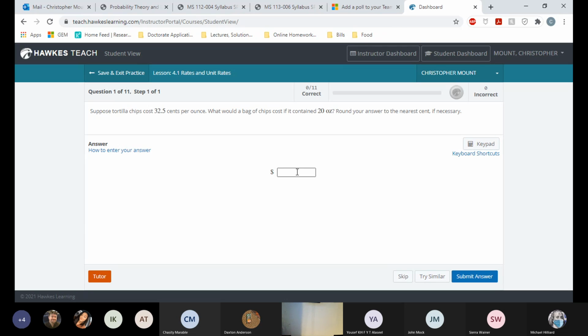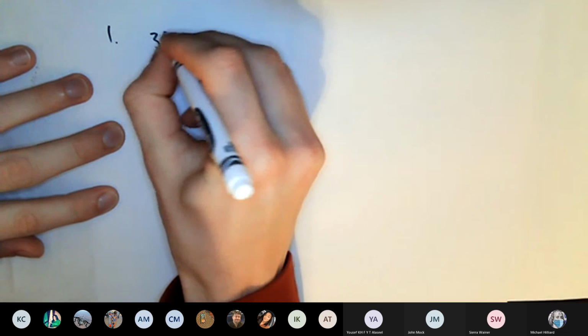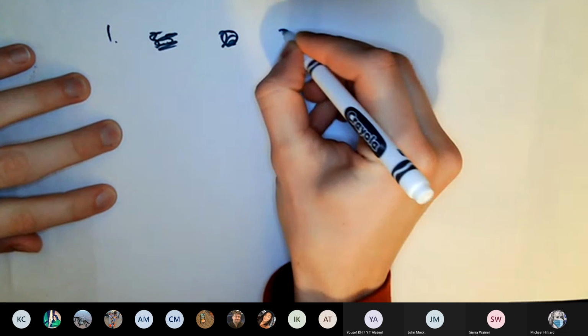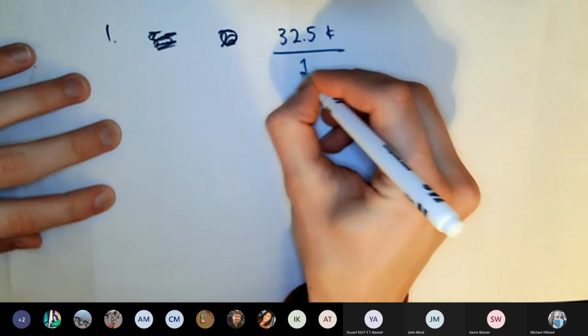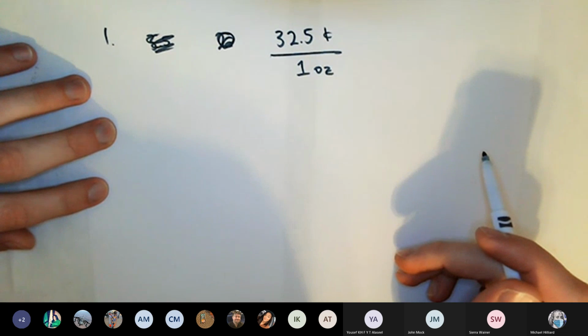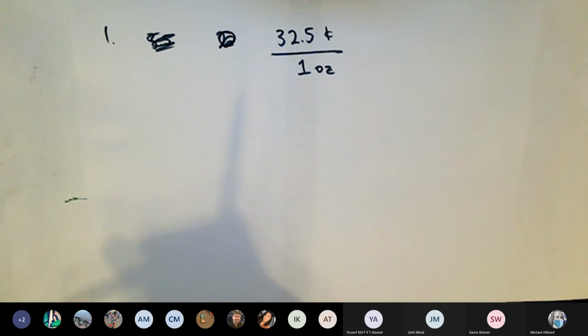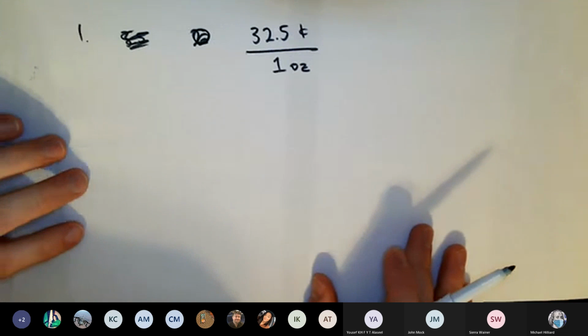Tortilla chips cost 32.5 cents per ounce. The way the units are written there is a big hint: cents per ounce. So we start off by writing that rate down: 32.5 cents per 1 ounce. OZ is the abbreviation for ounces. I don't know why it's a Z. What would a bag of chips cost if it contained 20 ounces?